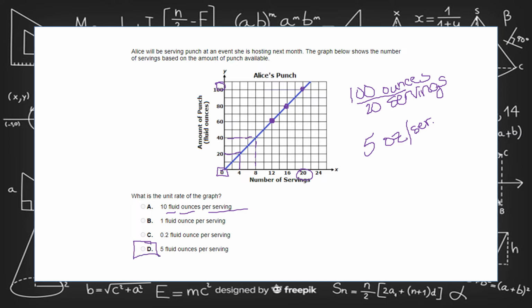I could have picked any point on here. So if I picked this one right here, okay, that point is at 12, 60. Do the same thing, 60 divided by 12. And that still gives us 5. So it still would be 5 ounces per serving.